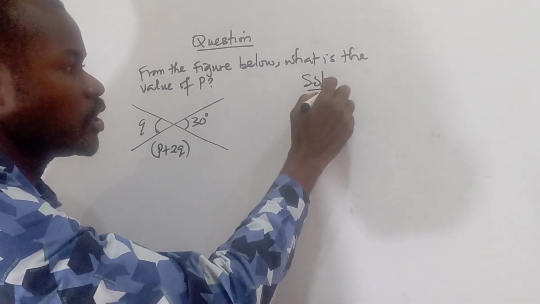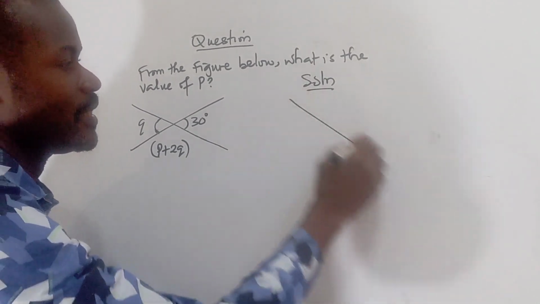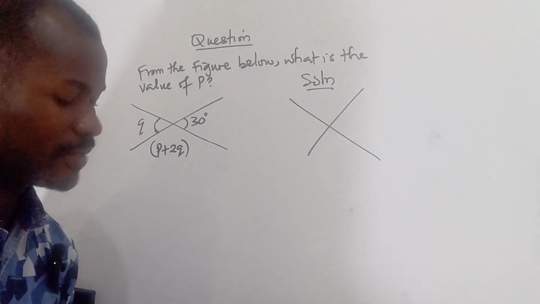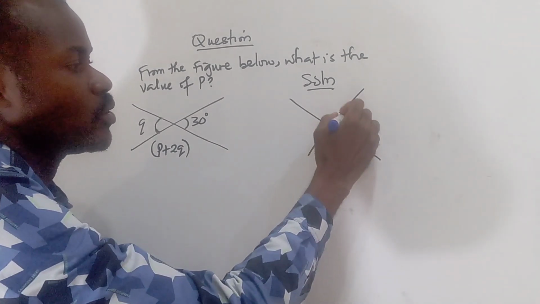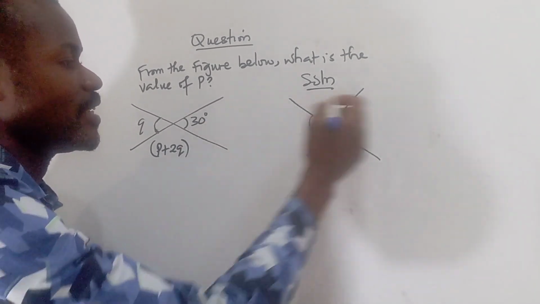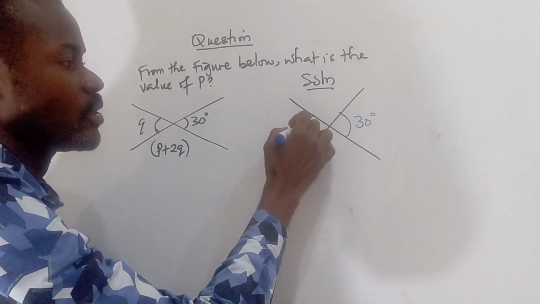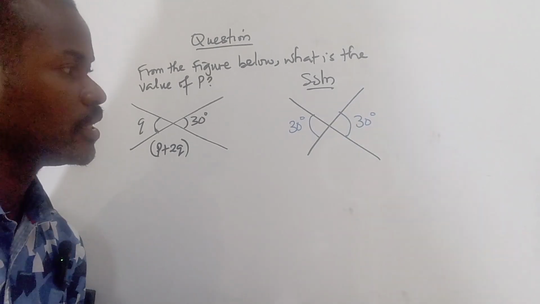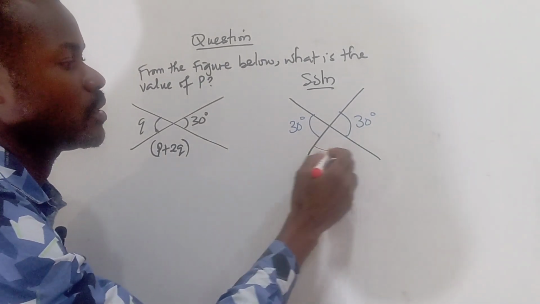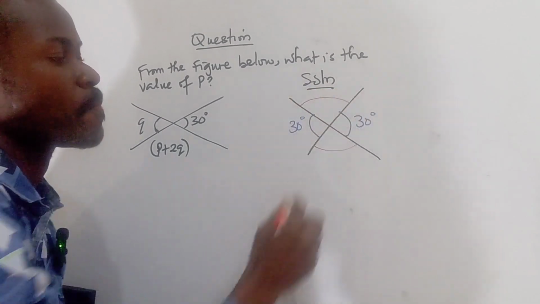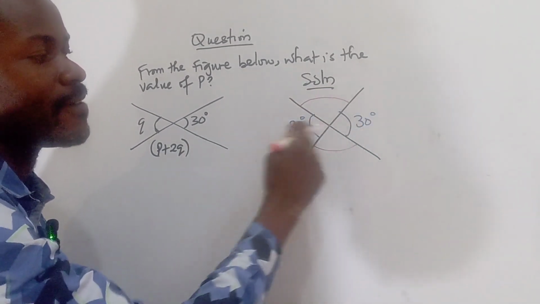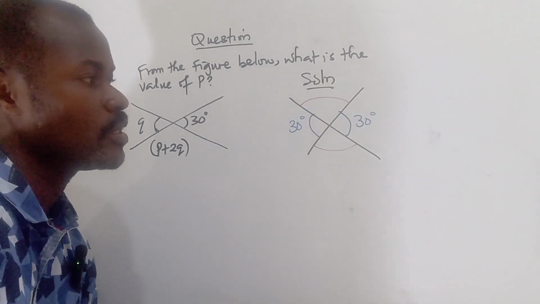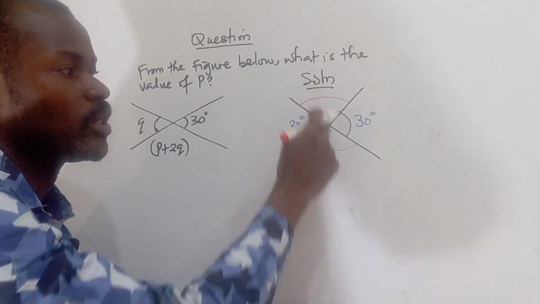So the solution, now I'm seeing that if you go back to your basics, we have the knowledge of what we call vertically opposite angles. So if I have here 30 degrees, it means here is also going to be 30 degrees. Now the question is, what about this angle and this angle? So this and this are vertically opposite. Once you see an X shape, this will be equal to this and this will be equal to this.